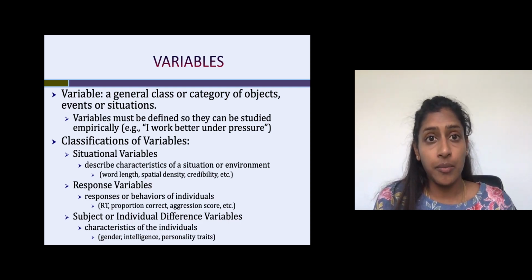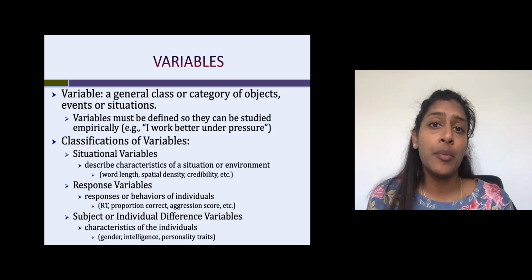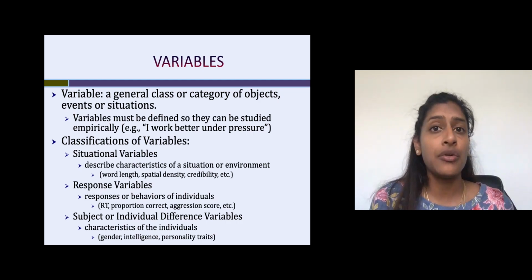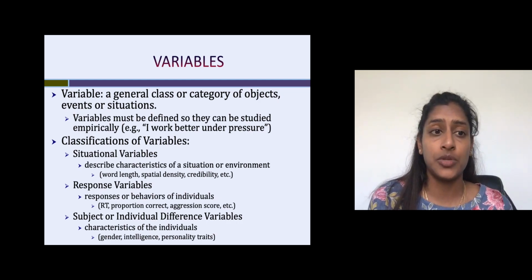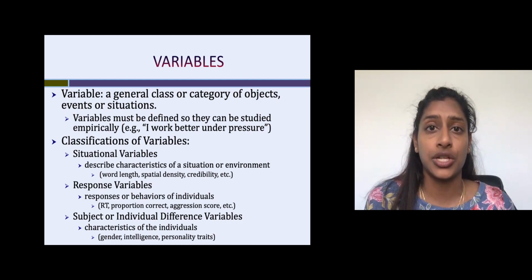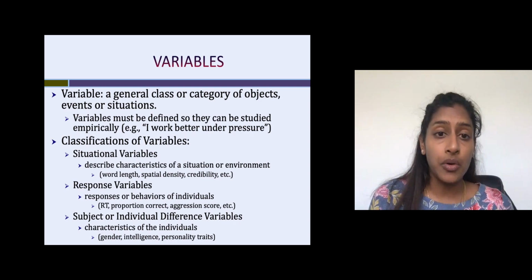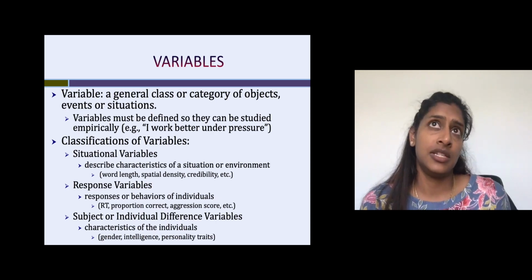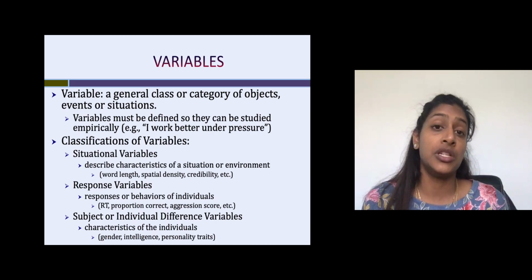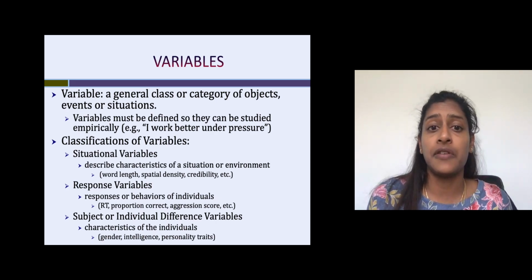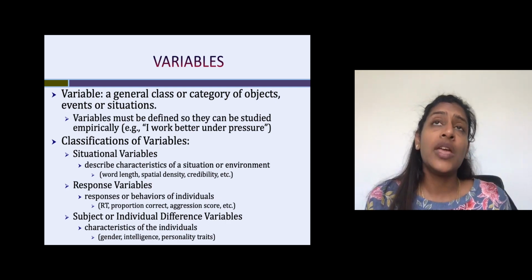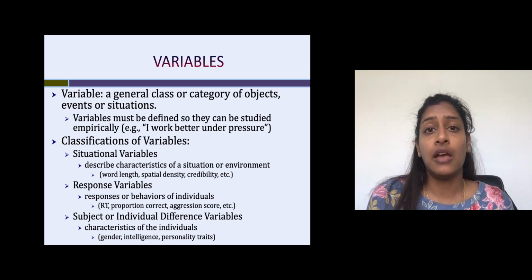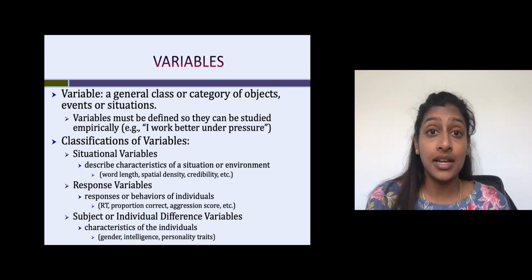So we talked about variables in Chapter 4, but variables are going to be a general class or category of objects, events, or situations. So variables themselves have to be defined. And we talked about this defining of variables. We do this with an operational definition, right? And we have to define a variable because we really need to study it.